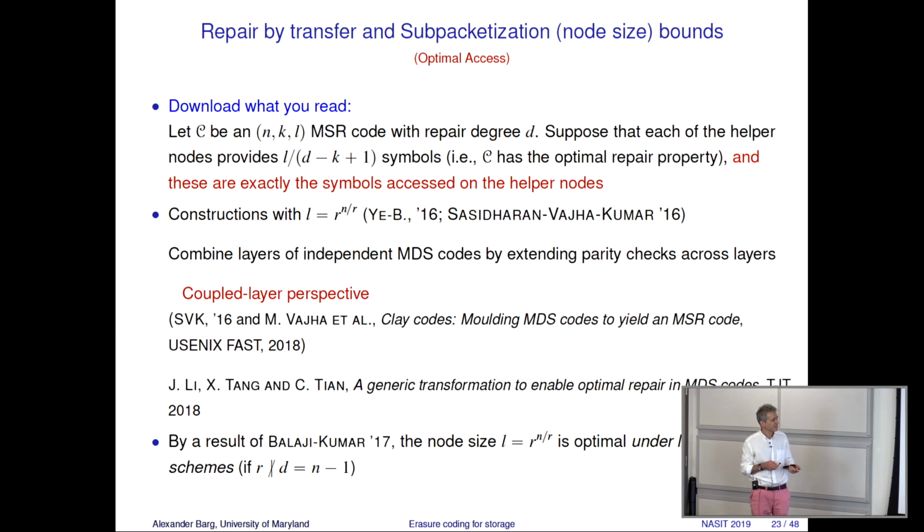And a result by Balaji and Kumar says that this sub-packetization is in fact optimal. So this is optimal from all perspectives: optimal bandwidth, optimal access, and the smallest possible sub-packetization. So the optimal access problem is more or less addressed. But codes without optimal access, no, that is open.